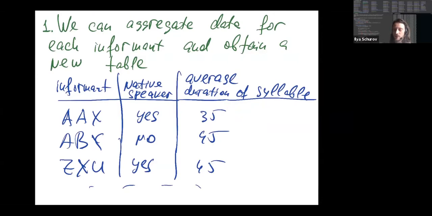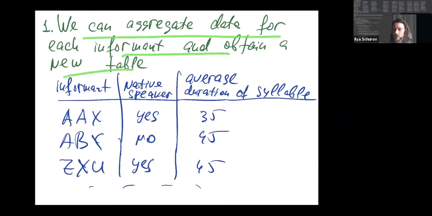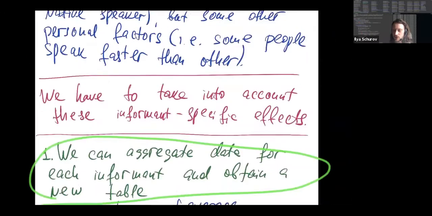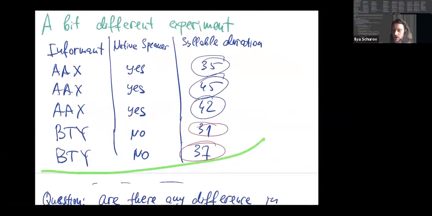Let us look at what happens if we use this method on the data that we discussed before. What if we apply this method to this data when we have only two informants? What is the resulting table?